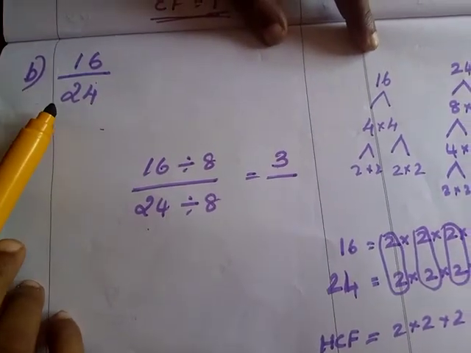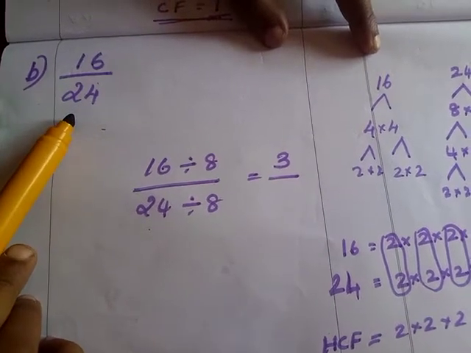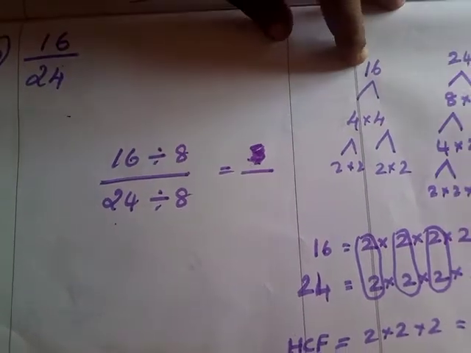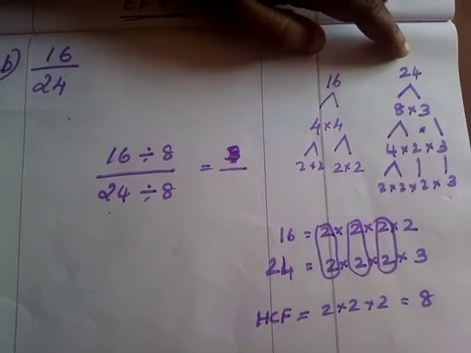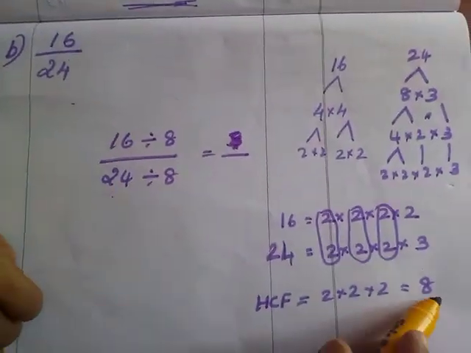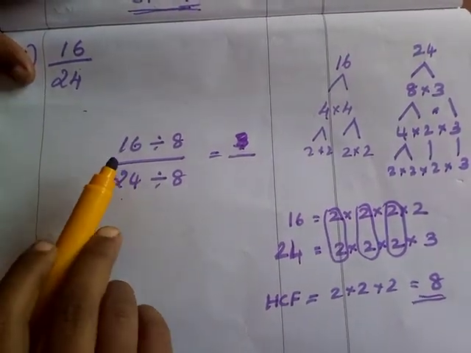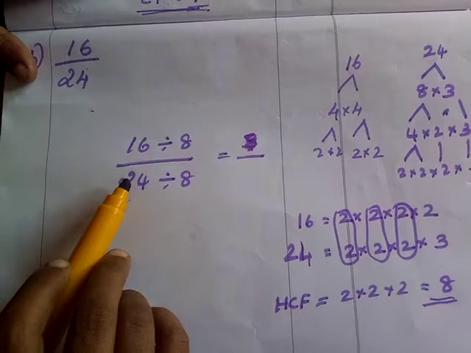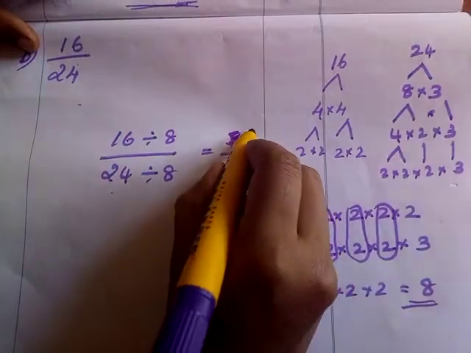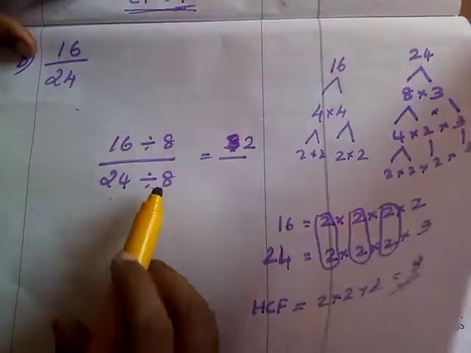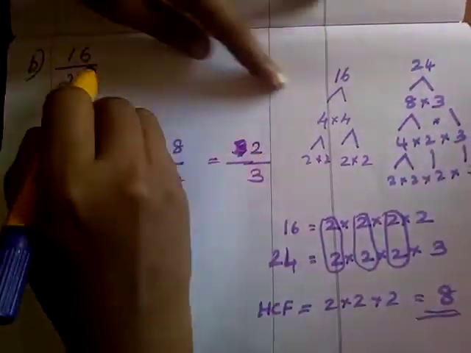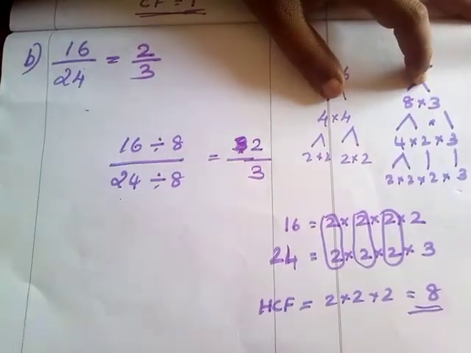Now here is one more example for you. The next fraction is 16 by 24. I need to convert this into its lowest term. So I have done the prime factorization of 16 and 24, and I received the HCF of 16 and 24 as 8. As I said, my next step is to divide the numerator and denominator by the HCF, 8. So 16 divided by 8, I get 2, and 24 divided by 8, I get 3. So the lowest term of 16 by 24 is 2 by 3.